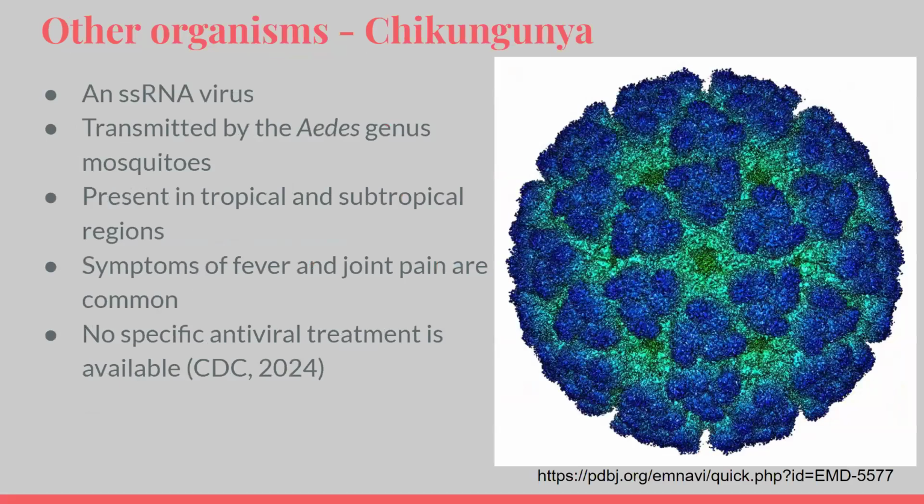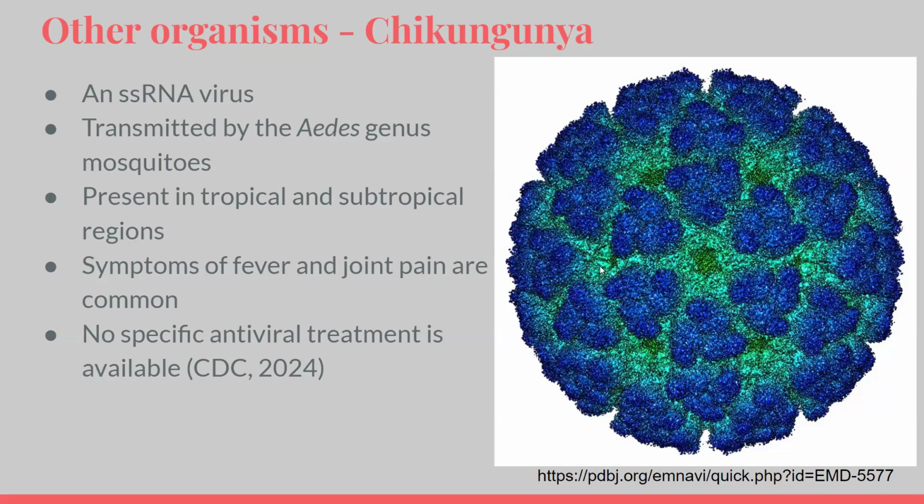So now we move out of the world of eukaryotic organisms and move into viruses. One other pathogen that can be transmitted is chikungunya, which is a single-strand RNA virus. It is transmitted by the Aedes genus of mosquitoes. It is present in tropical and subtropical regions. And here we have this very, very detailed diagram of the virus itself.